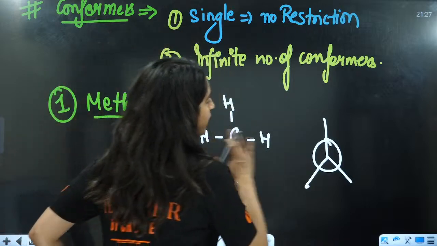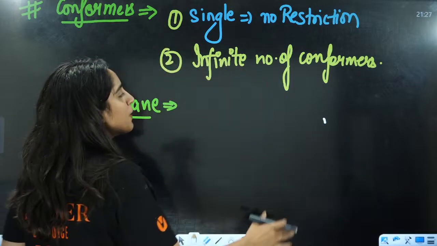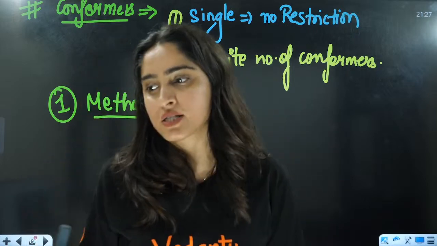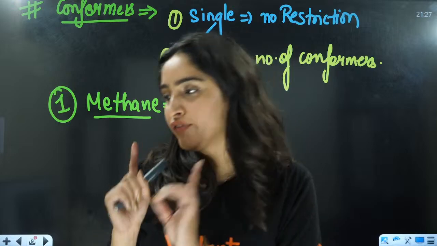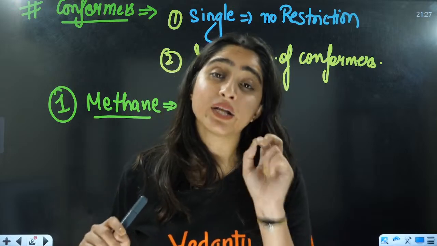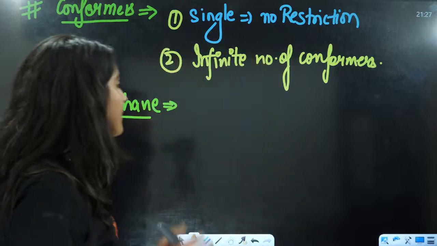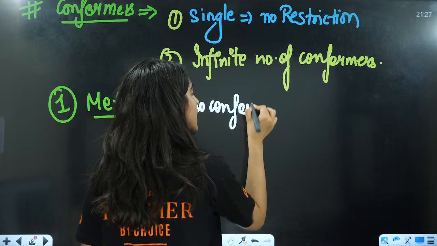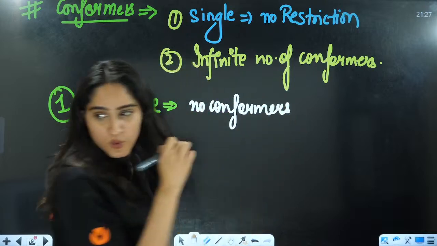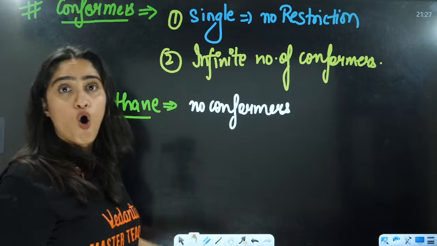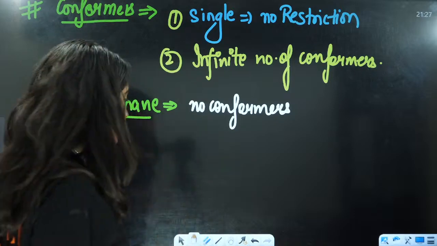For the formation of conformers, at least we need 2 atoms, at least 2 carbon atoms, right? So you will say no conformers. Very good, no conformers. Who has written that? Rupoop, very good. There is no conformer for methane.